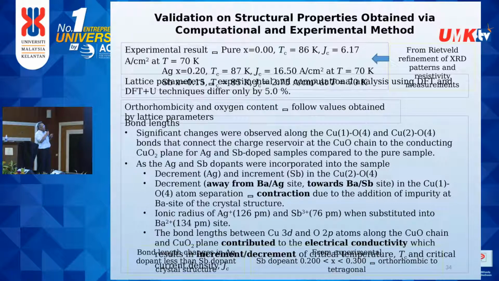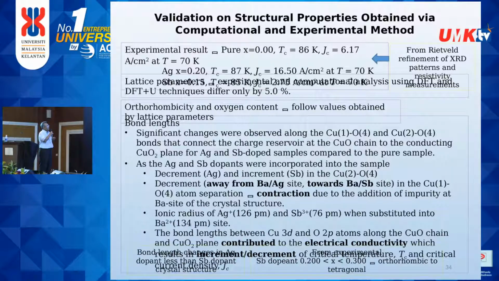So we can see that lattice parameter, experimental and computational analysis using DFT and DFT plus U technique differ only by 5% in terms of lattice parameter. And atomicity and oxygen content follow values obtained by lattice parameter. Right? It's not much change.